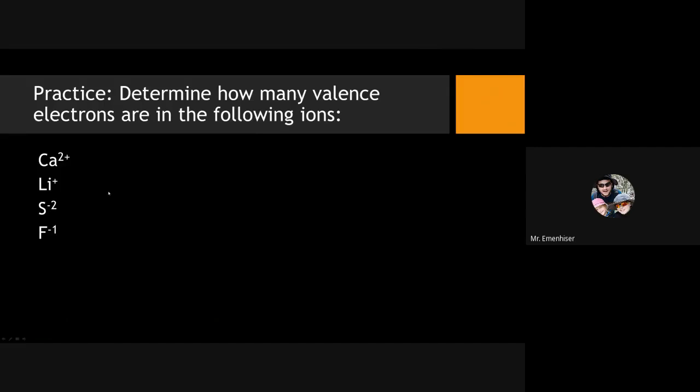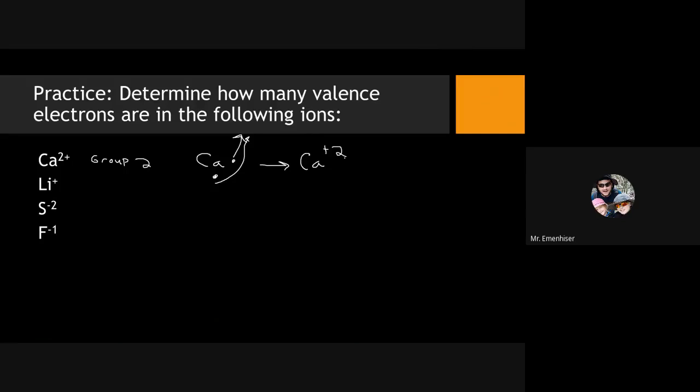Okay, so let's practice. How many valence electrons are in each of the following? So calcium with the +2. Calcium is in group 2, and so it's going to lose those 2 electrons. So the original Lewis dot diagram for calcium would be this, and it's going to lose both of them. They're both going to leave. And so we're left with a Ca +2.